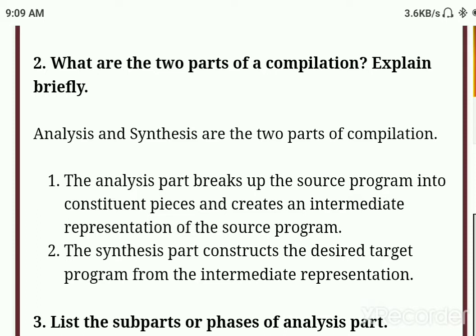What are the two parts of a compilation? Explain briefly. Analysis and synthesis are the two parts of compilation. The analysis part breaks up the source program into constituent pieces and creates an intermediate representation of the source program. The synthesis part constructs the desired target program from the intermediate representation.